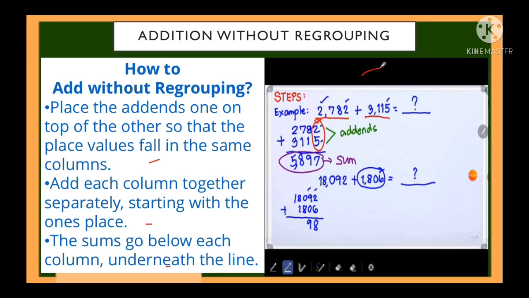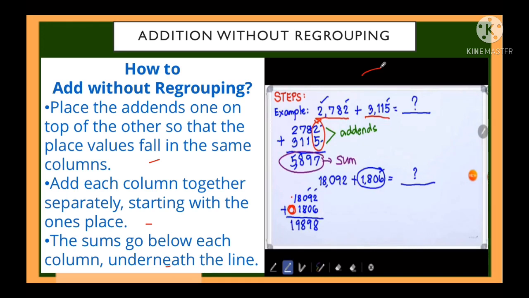0 plus 8 is 8. Good. And then 8 plus 1 is 9. How about here? We don't have any number here. How can we add 1 and there's no number? No number means it's 0. Alright? So we will just do 1 plus 0. 1 plus 0 is automatically 1.